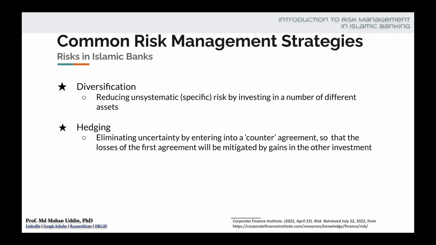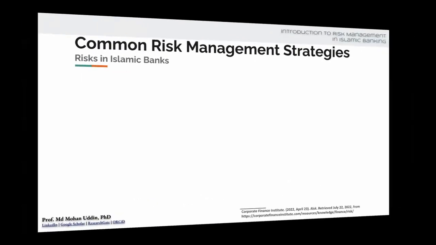So why will the second one provide gain when the first one is giving loss? Because at first we have said that these two assets have opposite characteristics. So in the same situation, when the first one provides you some profit, the second one provides you some loss. Okay, so this is called hedging.